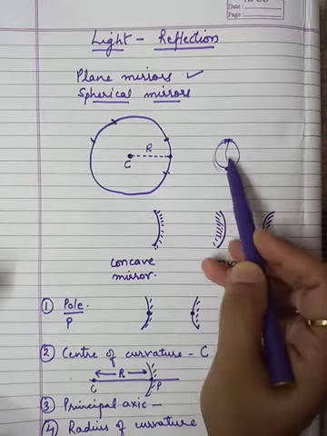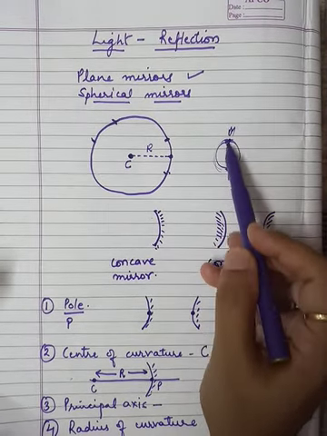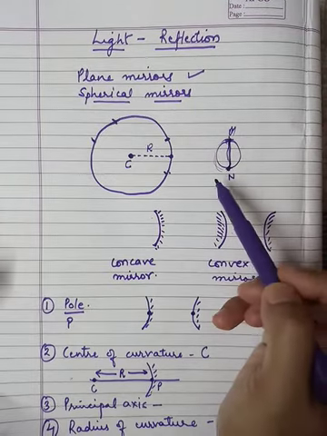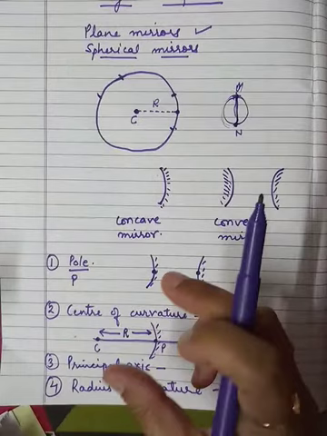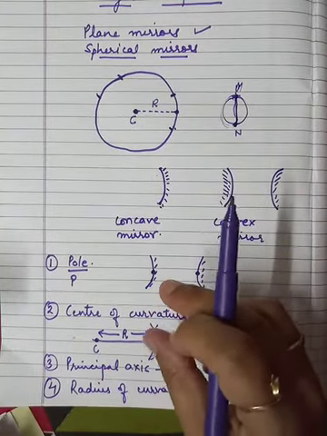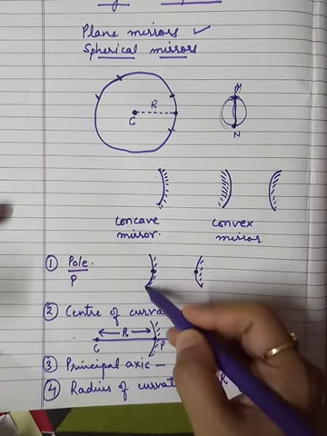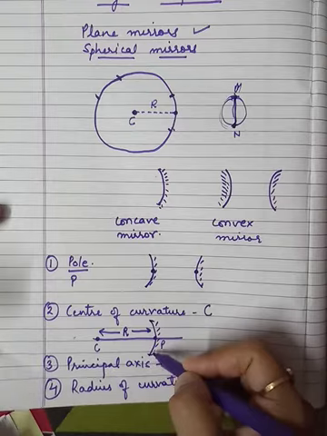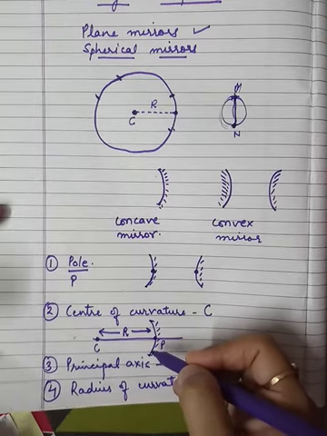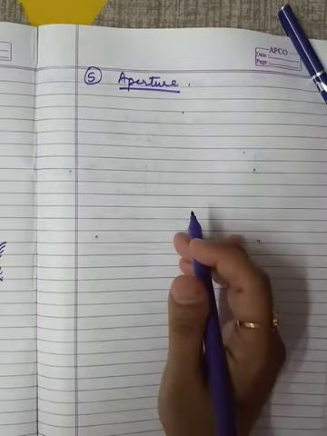Suppose this is M and this is N, so from M to N is the aperture of the mirror. Or in simple language, how big or how small our mirror is. From this point to this point, this is your aperture. So we have seen what aperture is.